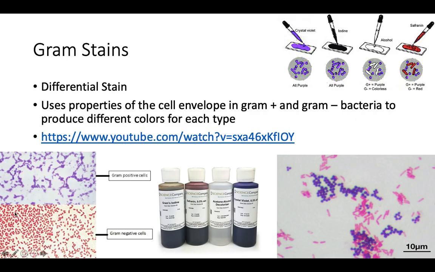So the differences between their cell envelopes are going to allow the chemicals that you use in a gram stain to penetrate the cells in different ways. The ways that they penetrate the cells are going to result in different colors if you do the stain properly. Gram-positive cells will become purple, whereas gram-negative cells will become pink.